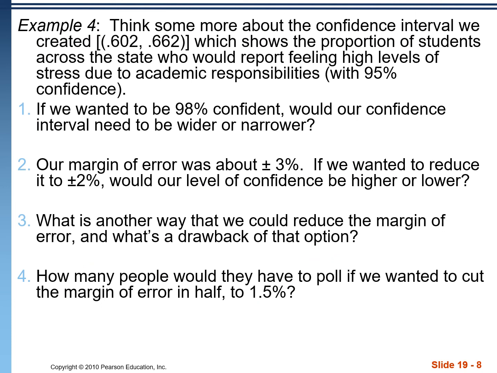So to close out the chapter 19 notes, let's think some more about the confidence interval we created that showed the proportion of students across the state who would report feeling high levels of stress due to academic responsibilities, created with 95% confidence. Our interval is here, 60.2% to 66.2%. By the way, I hadn't mentioned, if we wanted to find a point estimate from this interval, it's the midpoint of those two numbers. We add them together, we cut it in half. Once we have that, it would be 0.632. We can find the margin of error just by subtracting either of those two margins from the midpoint. So now 0.662 minus 0.632 would give us the margin of error.